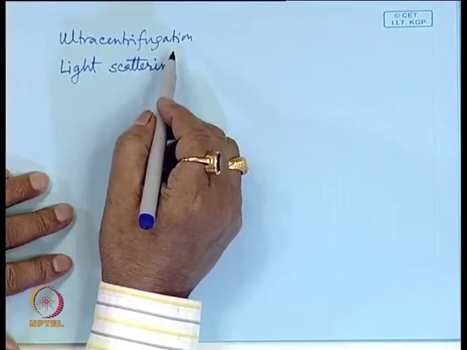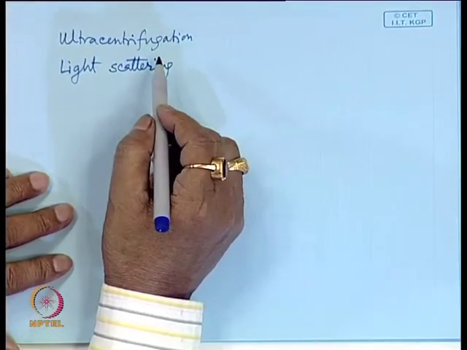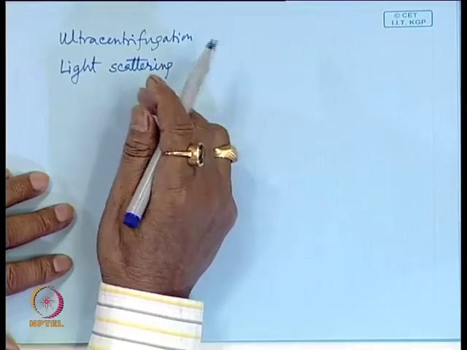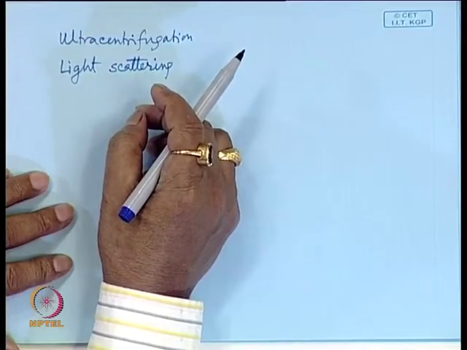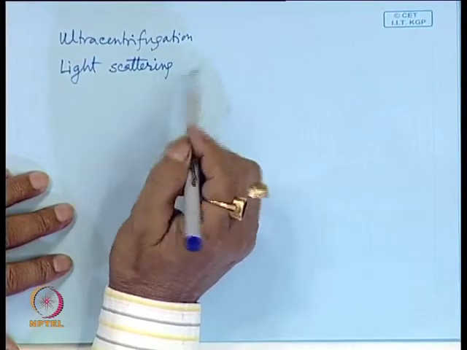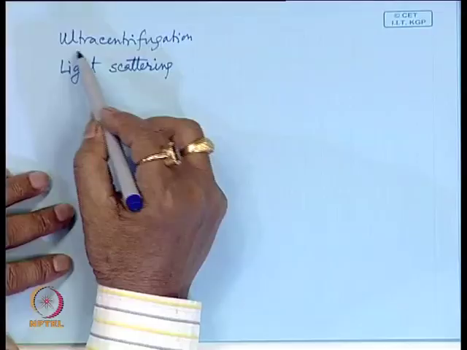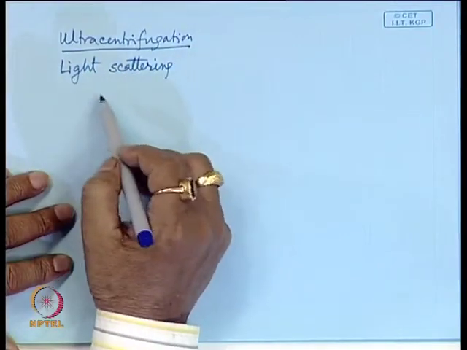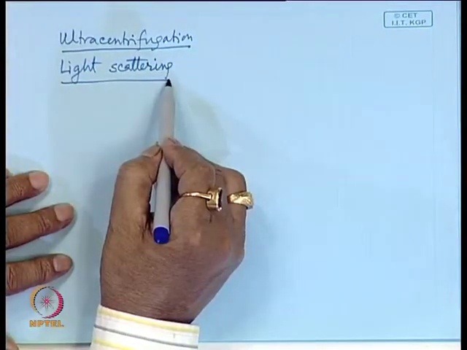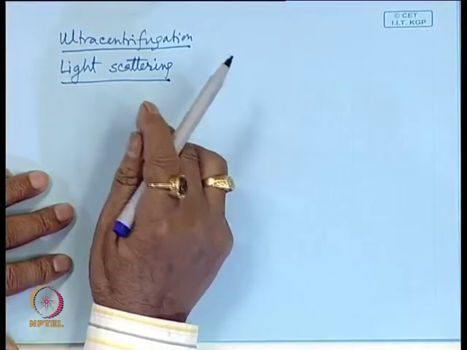This ultracentrifugation gives you weight average molecular weight, because you have the experience of centrifuging a dispersion or a suspension or even a solution. Due to centrifugal force, you can separate a suspension or separate solids from an emulsion by ultracentrifugation. By that technique one can calculate the molecular weight, or by the light scattering technique one can determine the molecular weight.